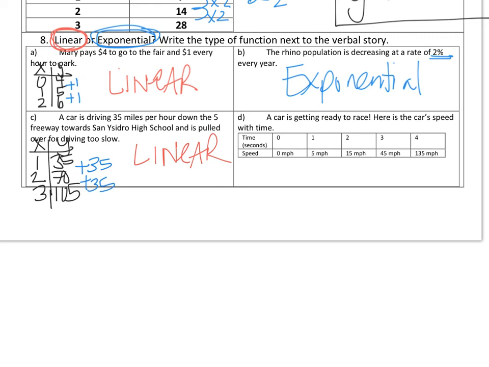Last but not least, a car is getting ready to race. Here's the car's speed with time. First and foremost, in order for this to make sense, can you cross this out for me? I'm realizing this doesn't make sense, so cross that guy out. Okay, so let's take a look at the time and the speed and see how it changes. At 1 second, it's 5 miles per hour. At 2 seconds, it's going 15 miles per hour. 3 seconds, 45 miles per hour. 4 seconds, 135 miles per hour.